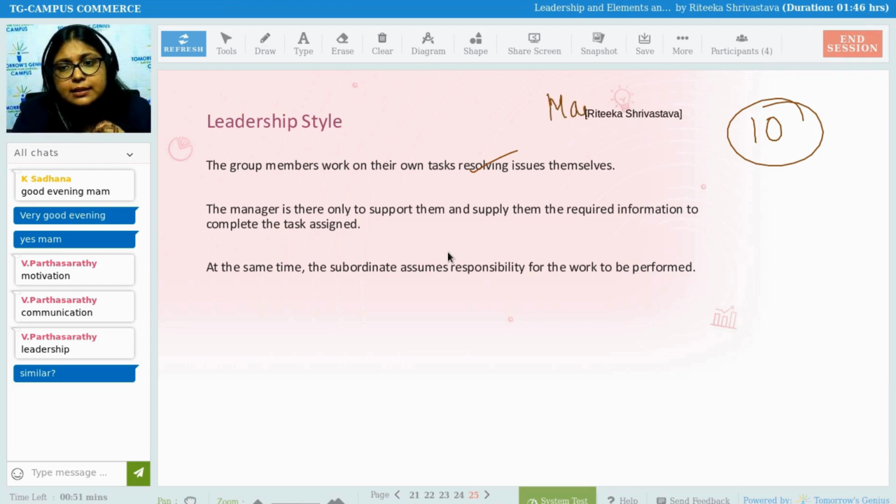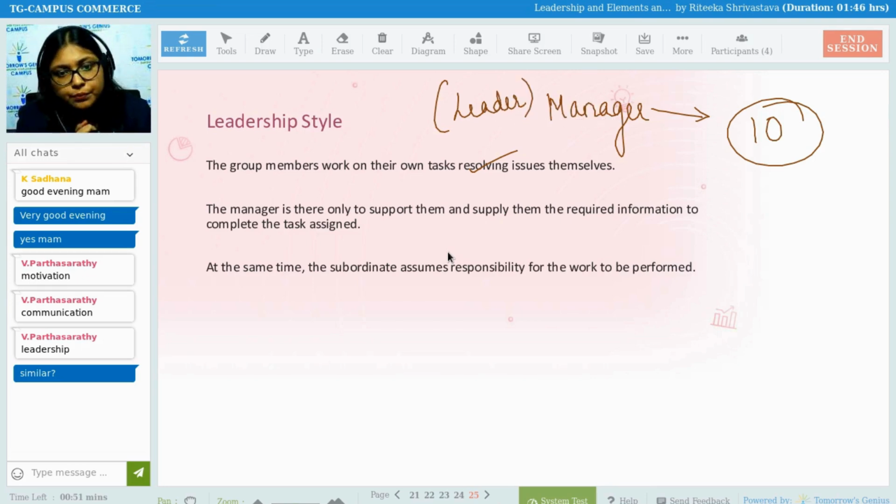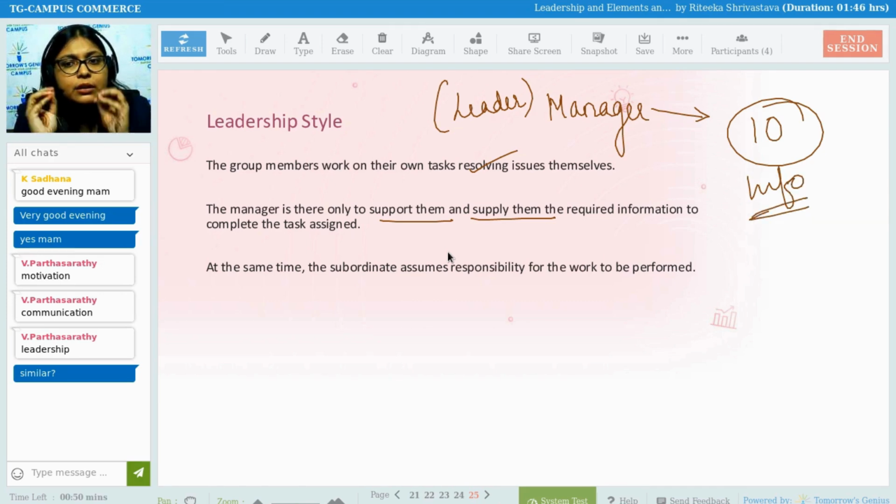The manager will be standing aside, standing outside, and just observing them. This is the only thing a manager or a leader under laissez-faire is going to do. The manager is there only to support them and supply them the required information to complete the task. The manager will only motivate them, support them, guide them, counsel them, and provide whatever information they need. That's all.